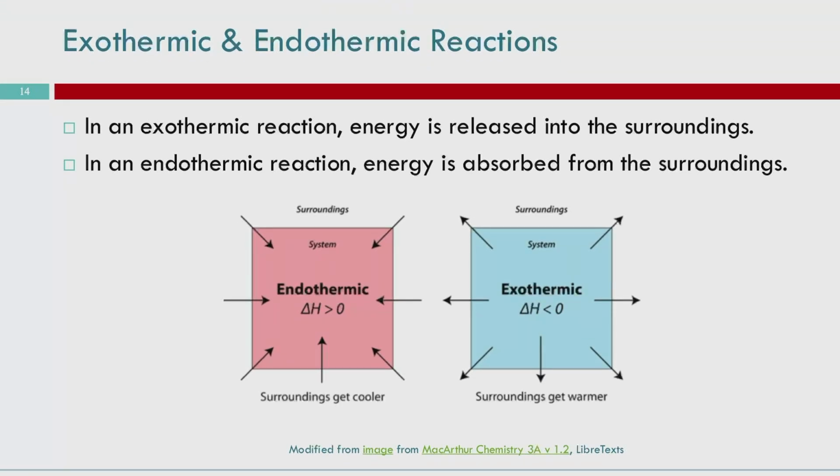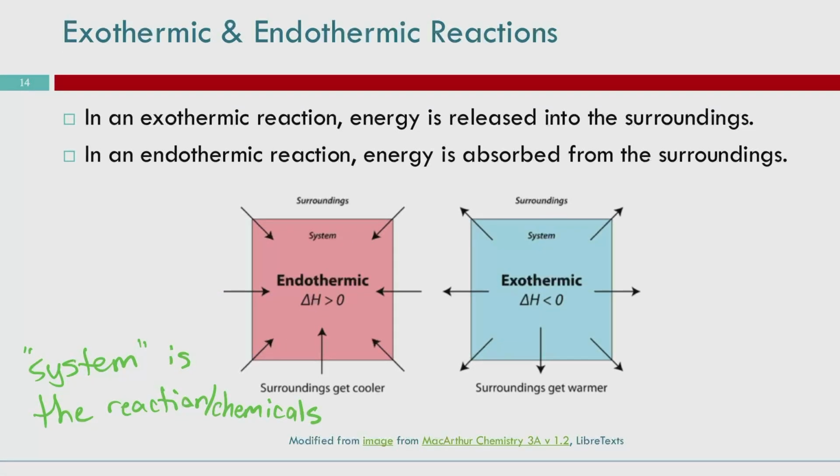Here's some visual of that. So our system is the reaction, the chemicals. In an exothermic reaction, that's this right picture, energy is released from the system. The system loses thermal energy, gives it to the surroundings. In an endothermic reaction, energy is absorbed from the surroundings.